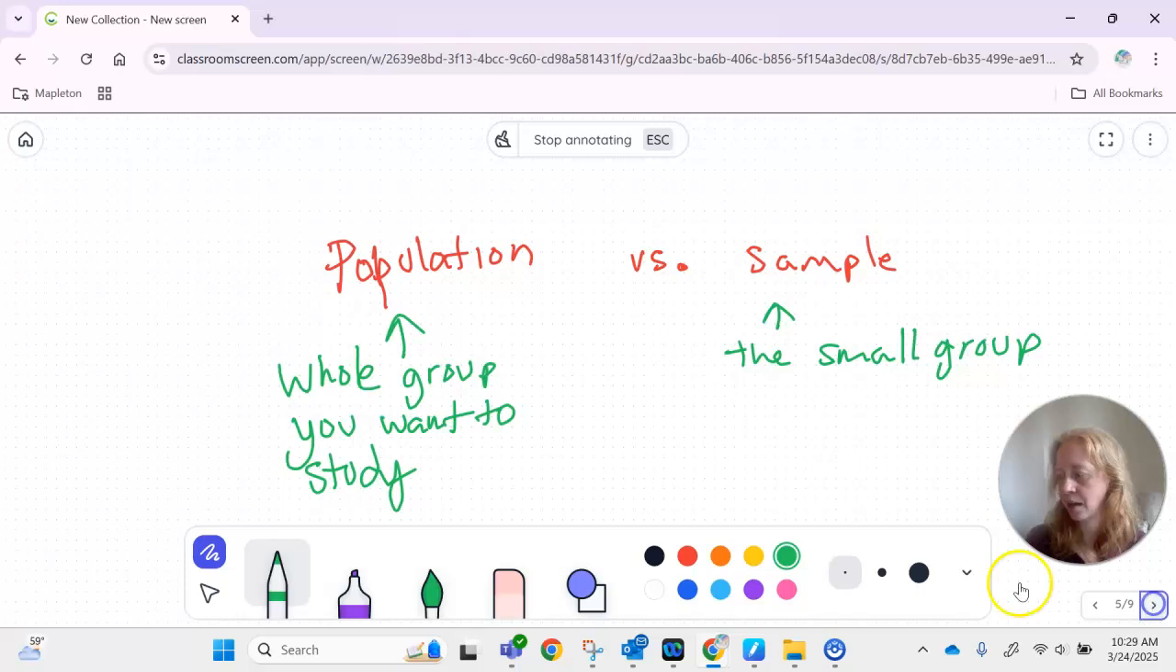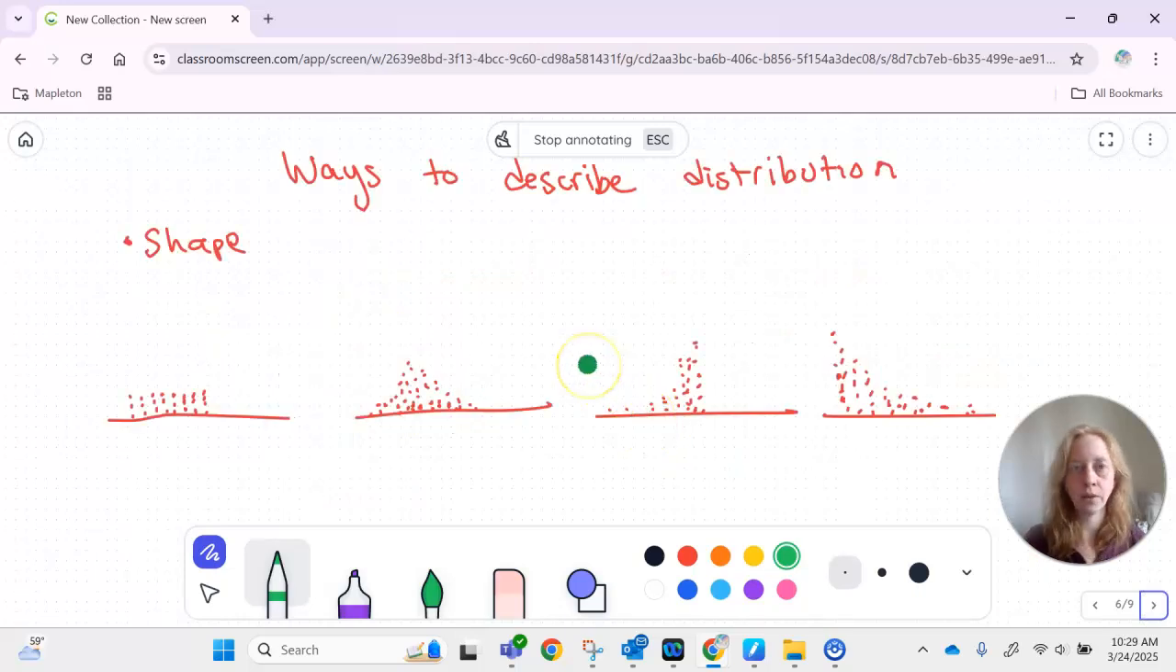All right, got to move that out of the way. There we go. Okay, ways to describe a distribution. We describe distributions on different characteristics: shape, center, and spread. And so we're going to start by talking about shape first. And we have different vocabulary words we use for each of these different shapes.